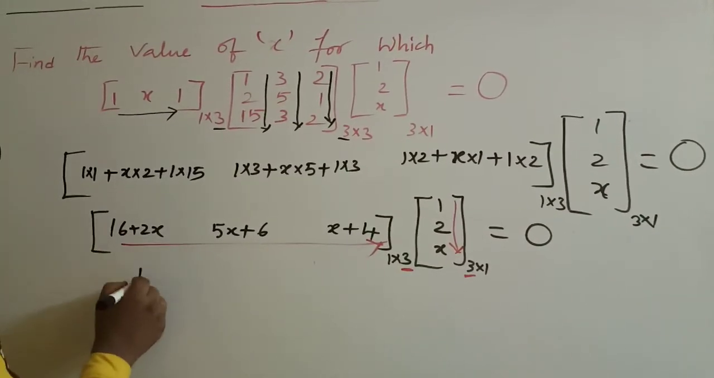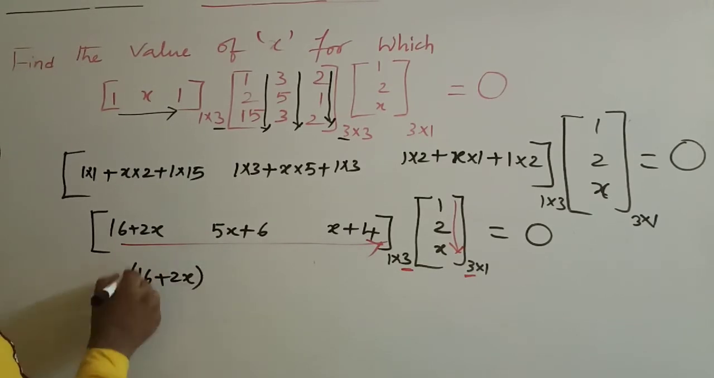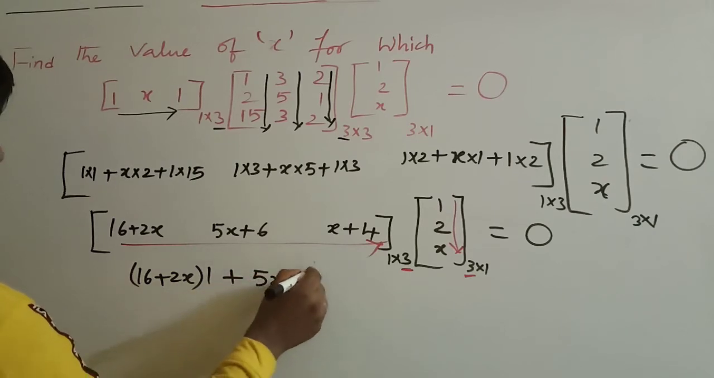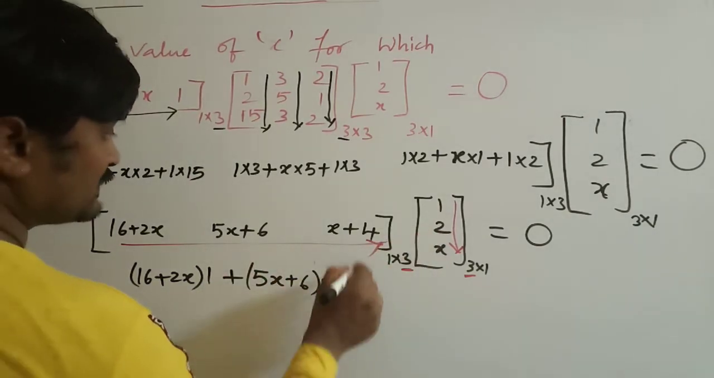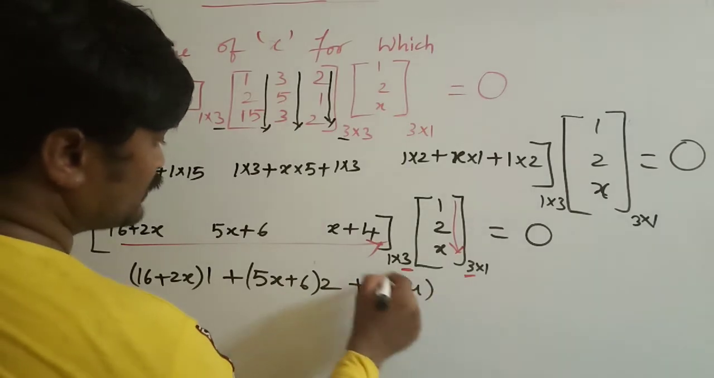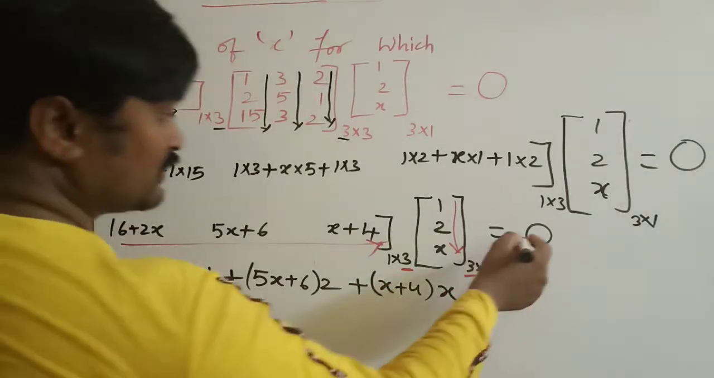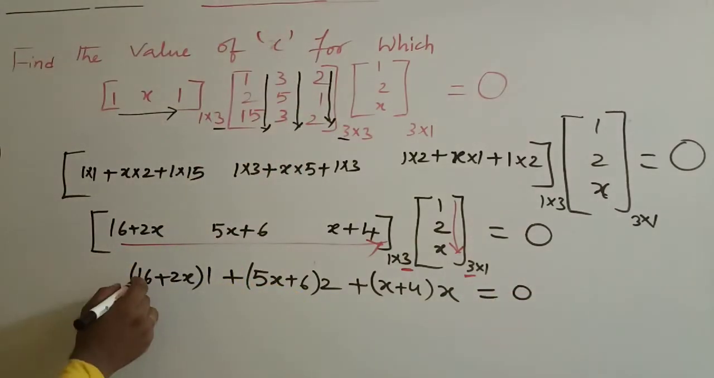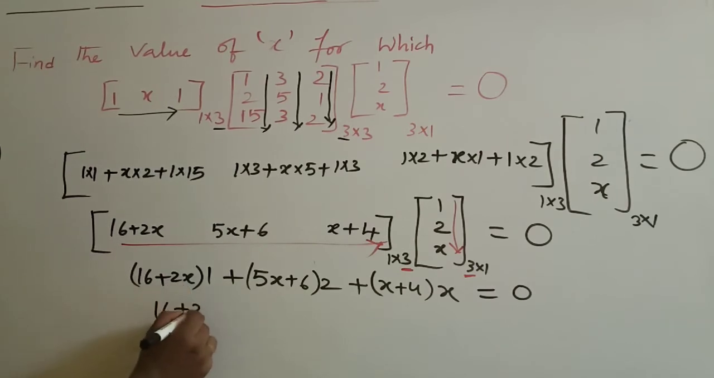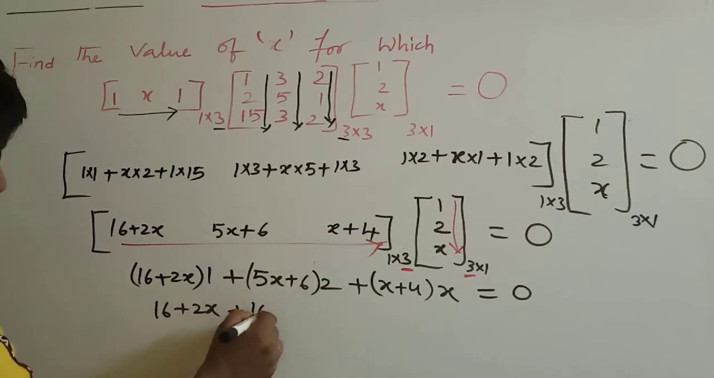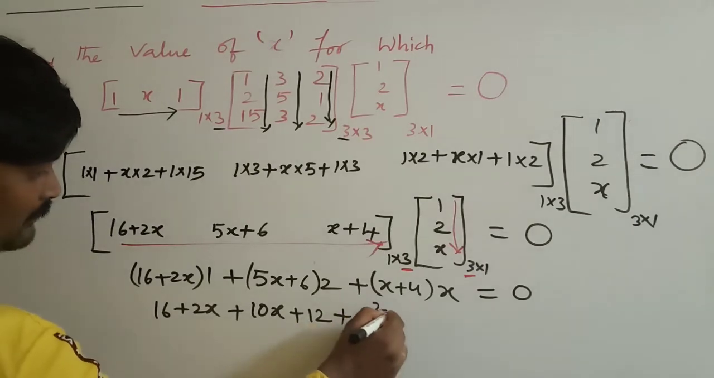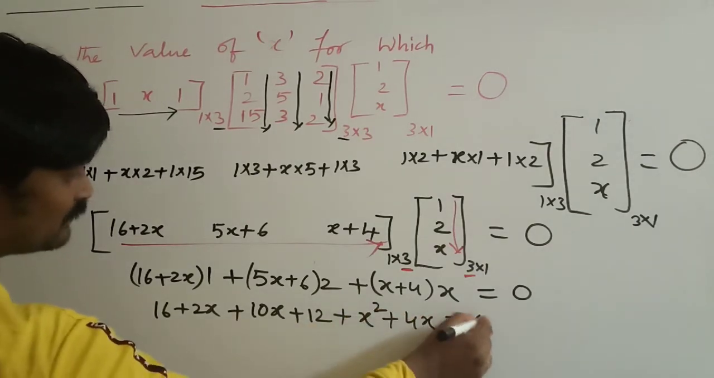16 plus 2x into 1, plus 5x plus 6 into 2, plus x plus 4 into x. Only a single element you got, so this 0 matrix we can write as only 0. Now 16 plus 2x means 2x, because multiplied with 1, plus 2 into 5, 10x, 2 sixes are 12, x into x, x square, plus 4 into x, 4x, that is equal to 0.